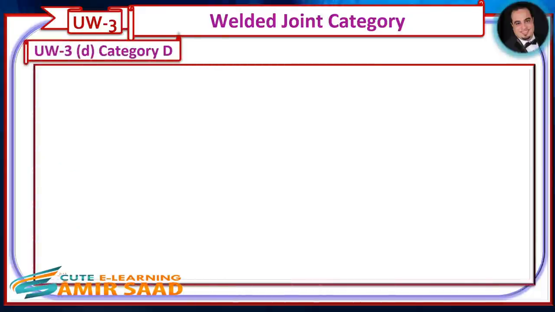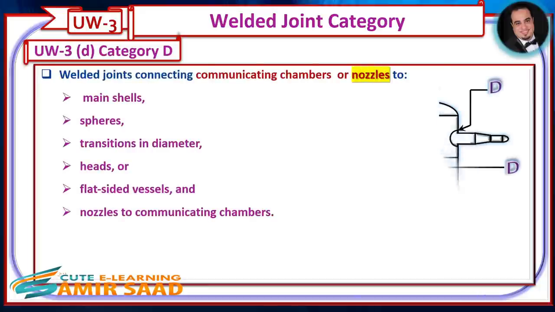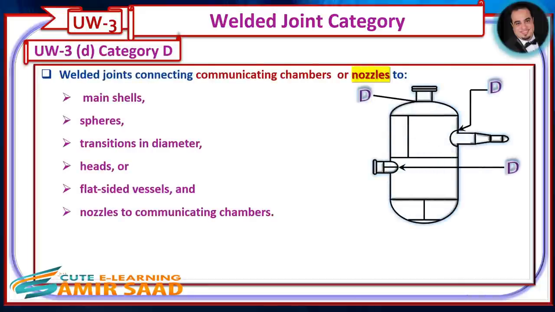UW-3(d), Category D. Welded joints connecting communicating chambers or nozzles to main shells, to spheres, to transitions in diameter, to heads, or to flat-sided vessels, and nozzles to communicating chambers.